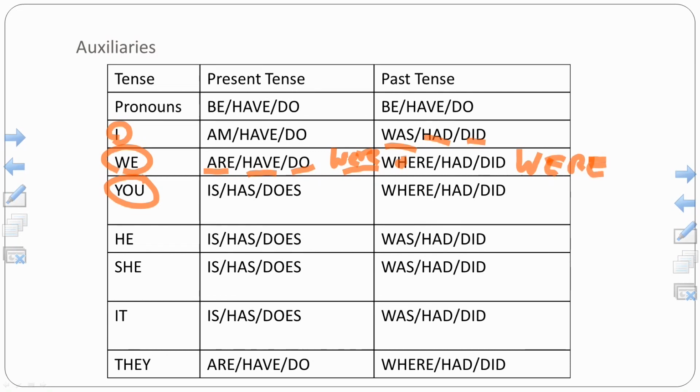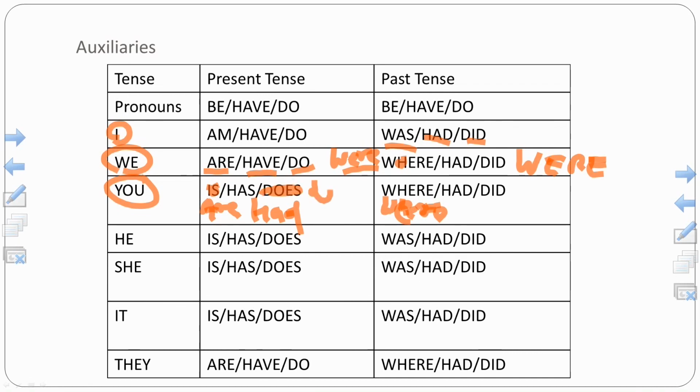Let me correct. Then here you, has, does, like you are, has, does. Wherever you had, you have, you does. Wherever he does. Then here another: where you were, you had, and you did.